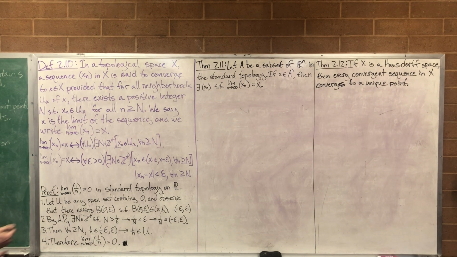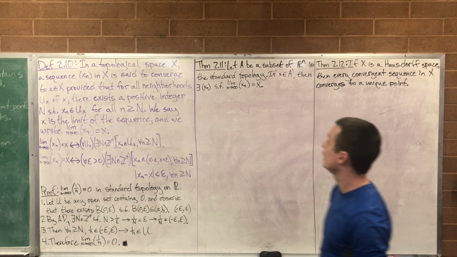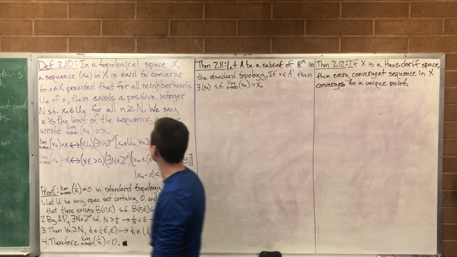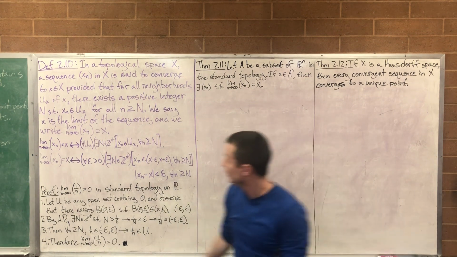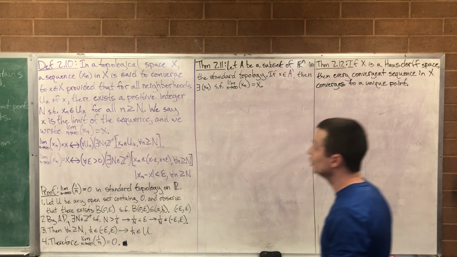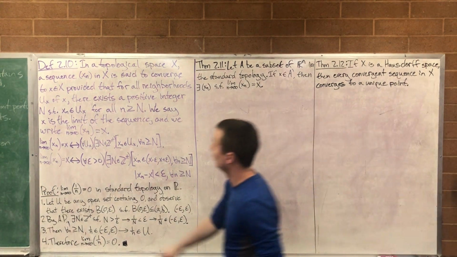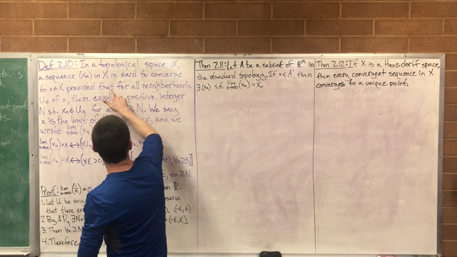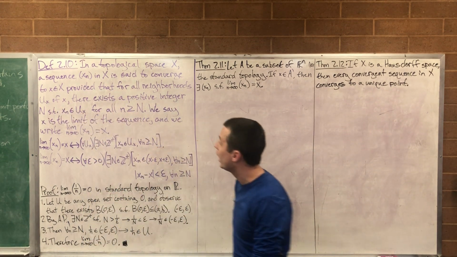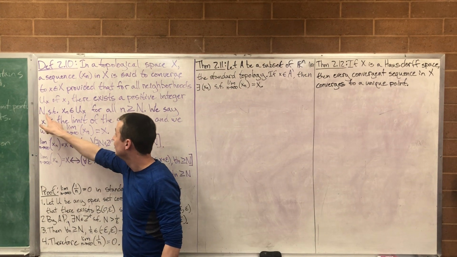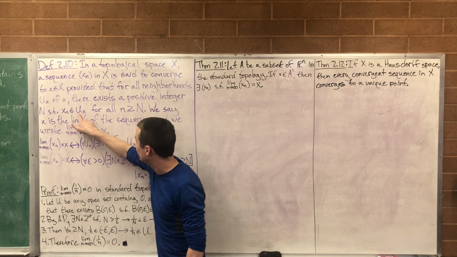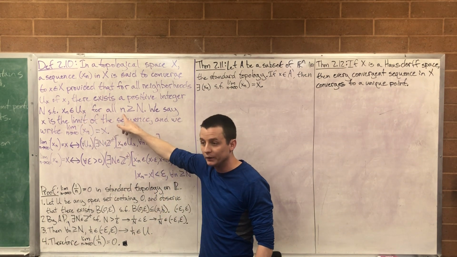A convergent sequence. Okay. So in a topological space, big X, a sequence xn in big X is said to converge to some point little x in X, provided that for all neighborhoods U sub x of little x, there exists a positive integer, big N, such that every term in the sequence is in that neighborhood from that big N onwards.